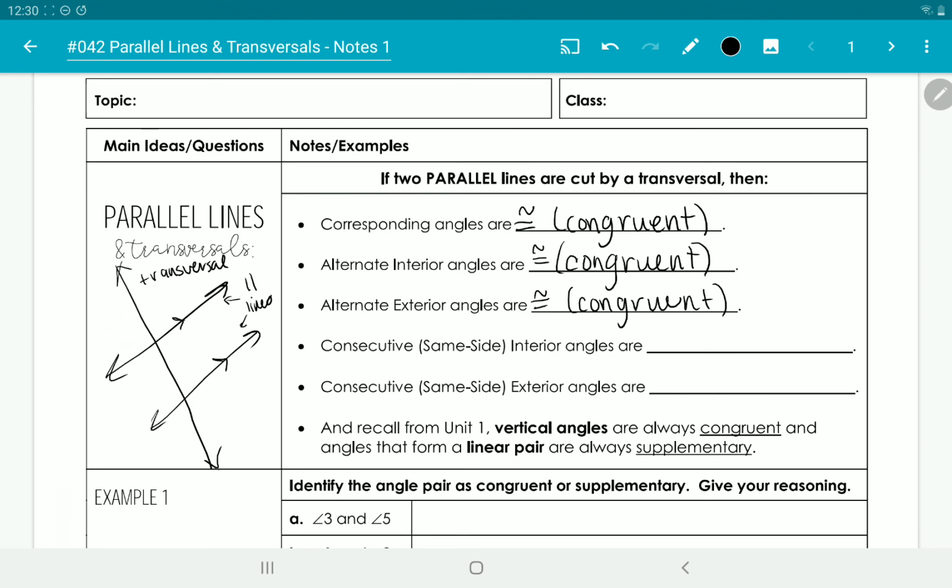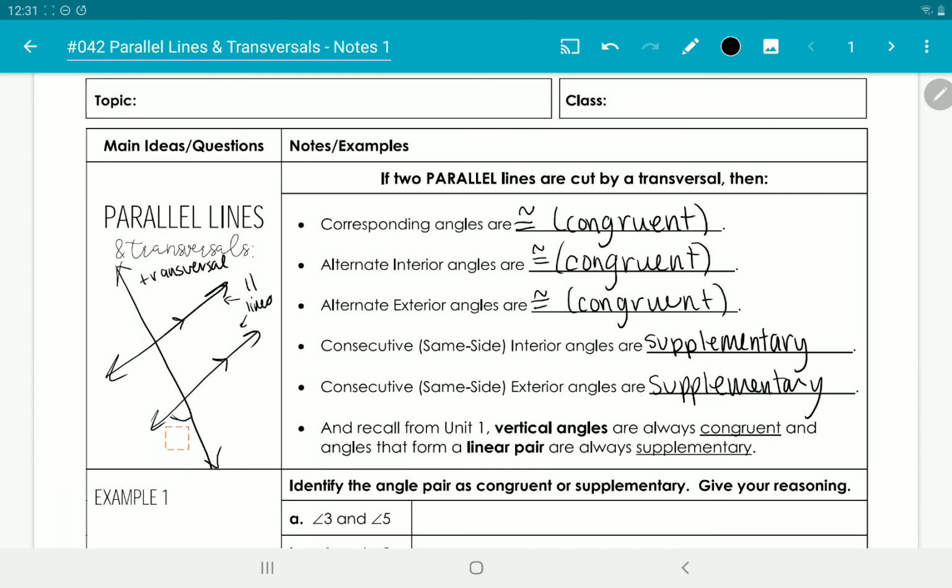Okay, if you have same side interior angles, so if they're on the same side of the transversal and they're on the inside like that, in between the two parallel lines, they're going to be supplementary, and that just means that they add to 180. Okay, and then if we have same side exterior, so again they're on the same side of the transversal, but they're on the outside of the two parallel lines, they are also going to be supplementary. Okay, so they're also going to add to give you 180.